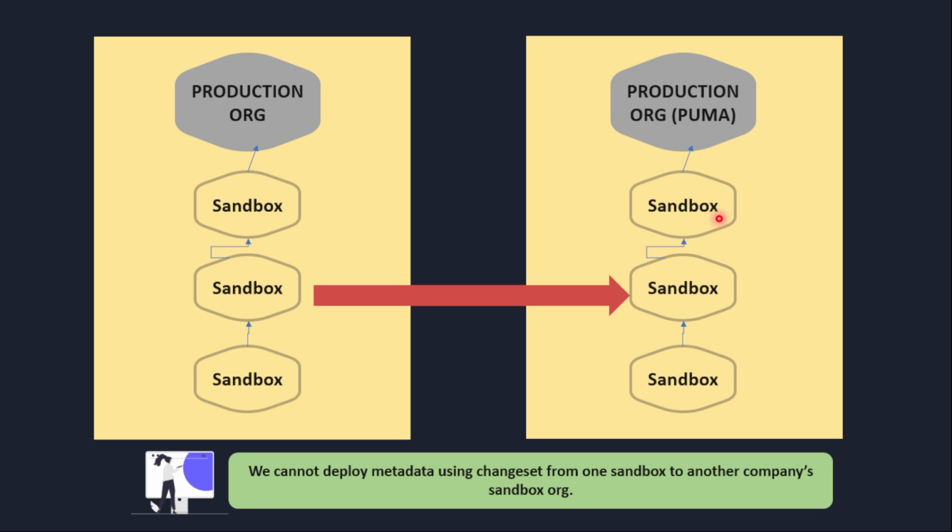In a real scenario, you will rarely face this kind of problem, because mostly you are developing in the sandbox and deploying to your production org only. You are developing in your company's org, and wanting to deploy it in some other company's production org doesn't make sense, right? So you won't get this kind of issue, but just to make you understand that this is something a change set won't let you do, right?